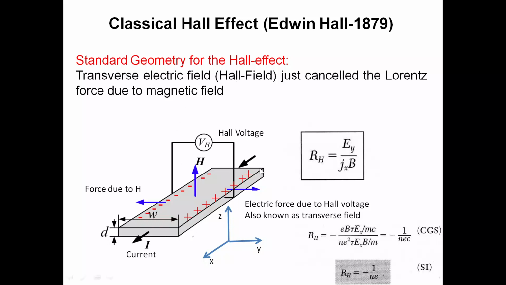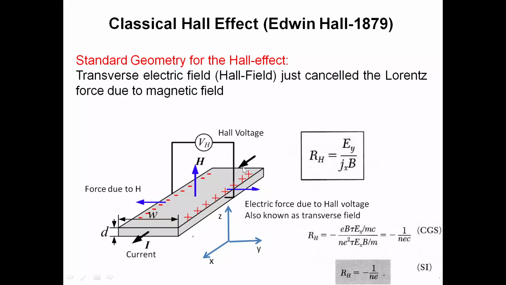Okay, so this is the standard geometry to understand the phenomenon of the classical Hall effect, which was discovered by Edwin Hall in 1879. This is a metallic three-dimensional sheet of certain length, width and thickness. We have applied a voltage along the x direction. These are the axes to represent the directions. So we have applied some voltage along the x direction, so current is flowing along the x direction. At the same time, we have applied a magnetic field along the z direction.